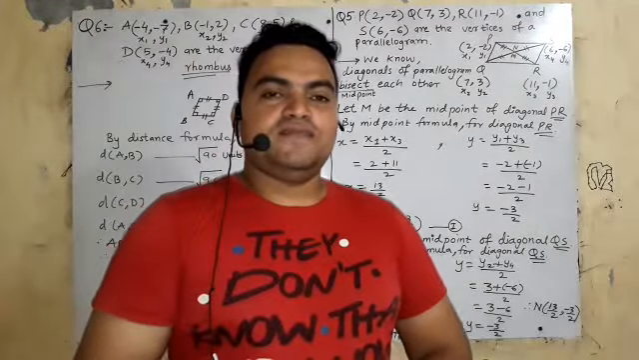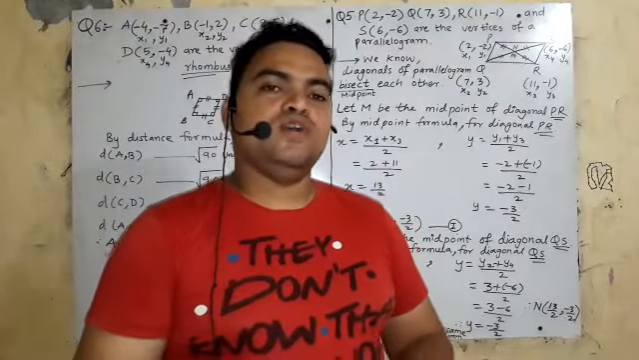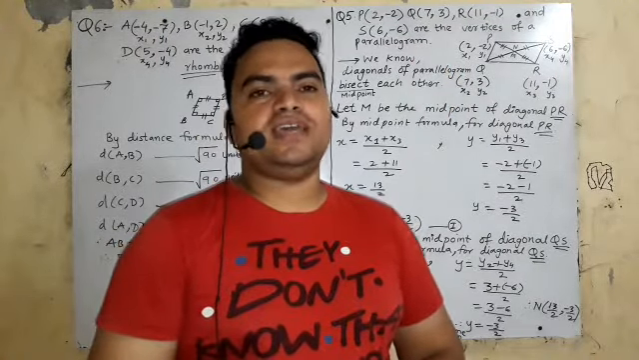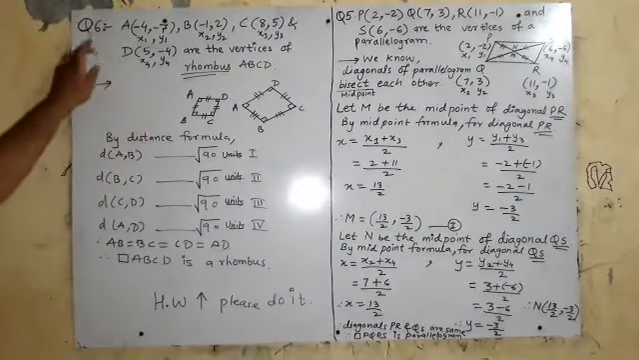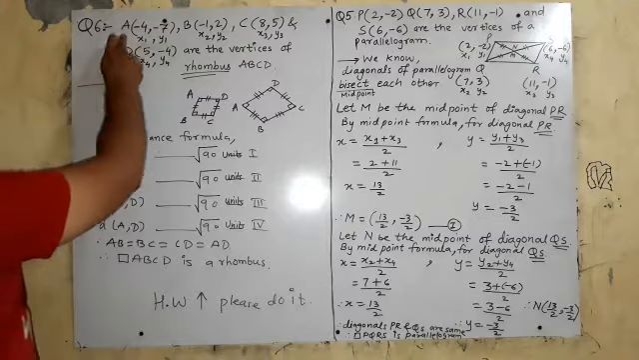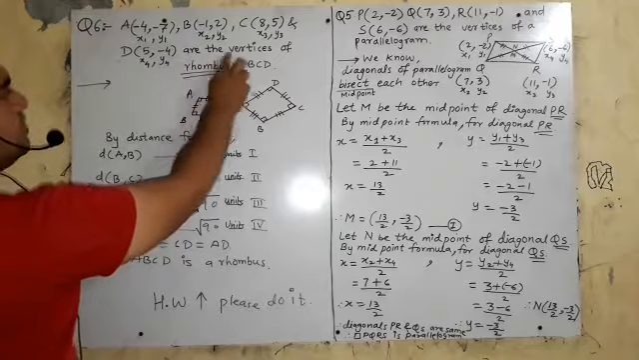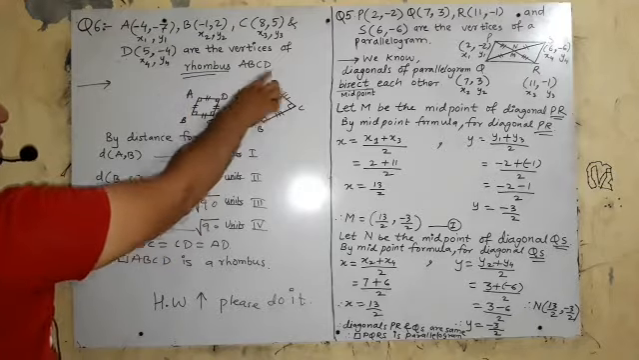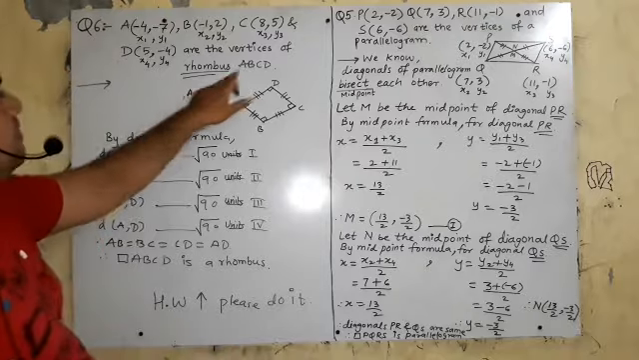So students, after solving question number 5, we have to solve question number 6. Question number 6 is also like question number 5. Four points will be given to you: point A, point B, point C, point D. We have to prove that these 4 points are the vertices of rhombus ABCD.